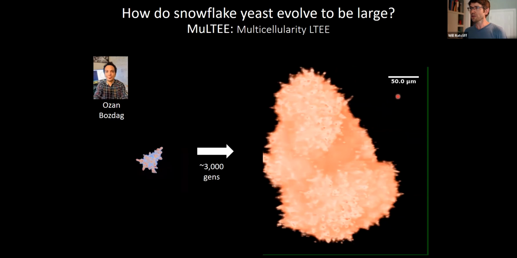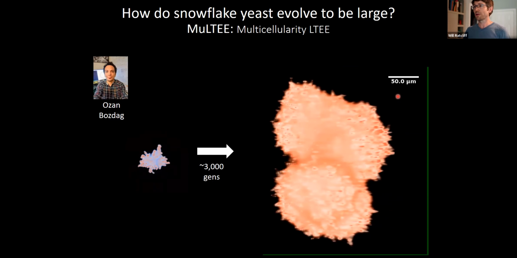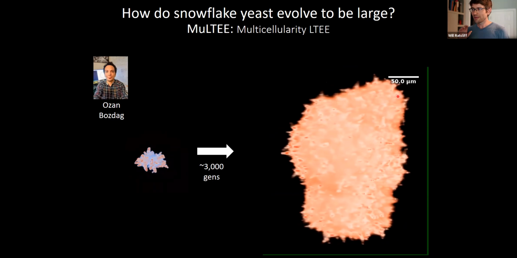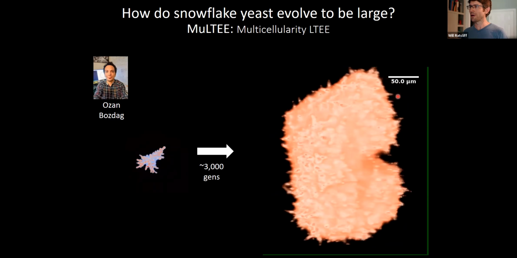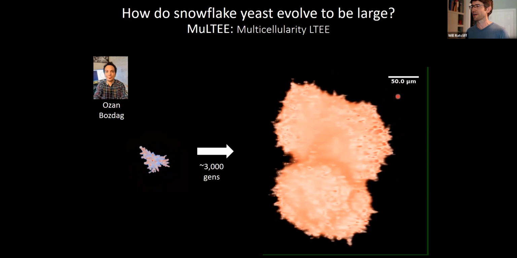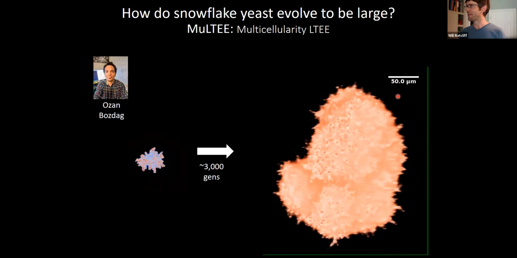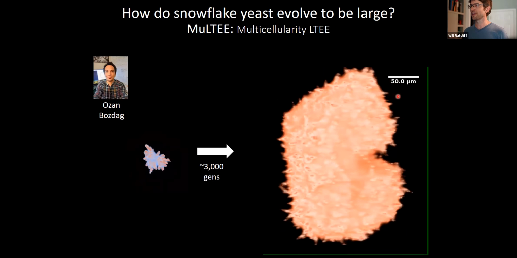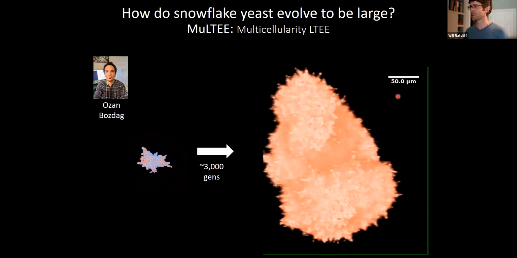So Ozan, was a postdoc in my lab, now he's a research scientist, has figured out how to do a really cool long-term evolution experiment. We're in the low 1,000, we're just past 1,000 transfers a few months ago. And so that puts us at, we get about 5 generations per transfer, so about 5,000 generations for the experiment as a whole.